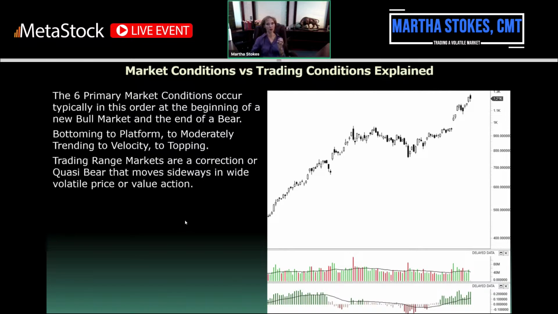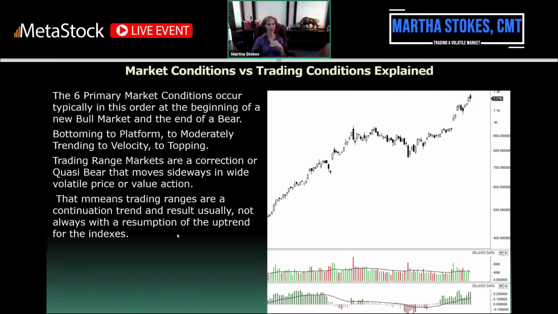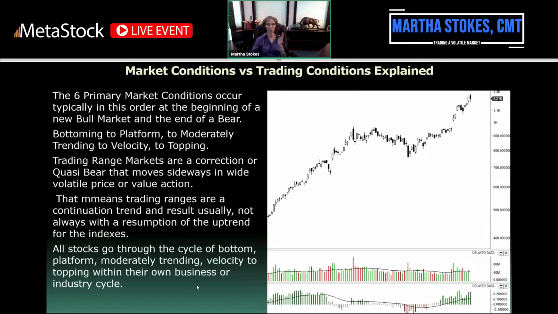Trading range markets are a correction or a quasi-bear that moves sideways in very wide volatile price or value action. We'll cover more of this in a little bit. That means trading ranges are a continuation of the trend and result usually, not always, with a resumption of the uptrend for the indexes. They don't happen that often, but you'll find stocks that are stuck in trading ranges, and their industries are stuck in trading ranges. It won't occur much on the indexes.